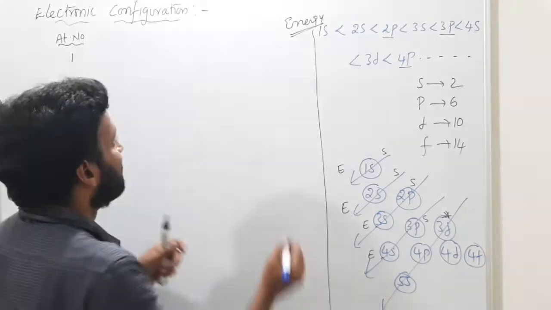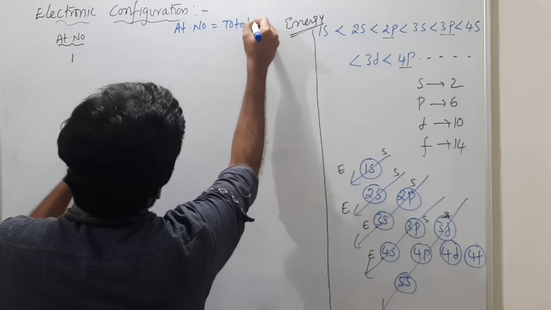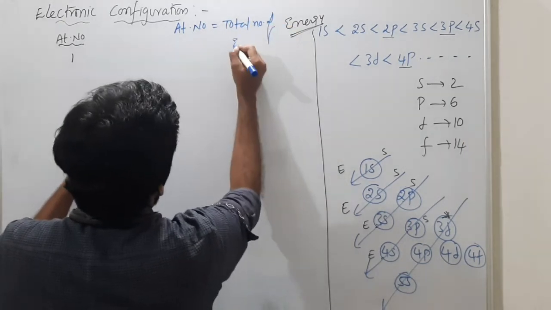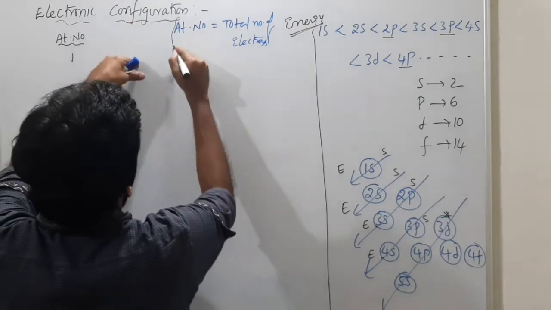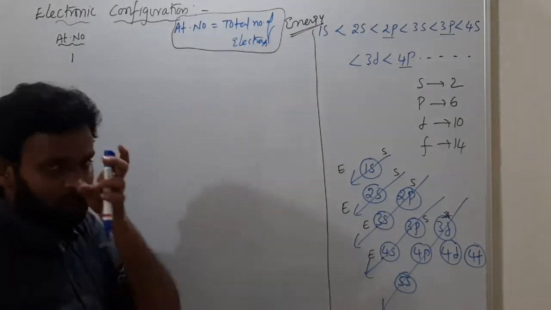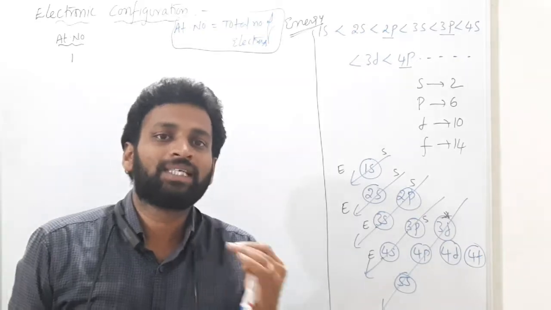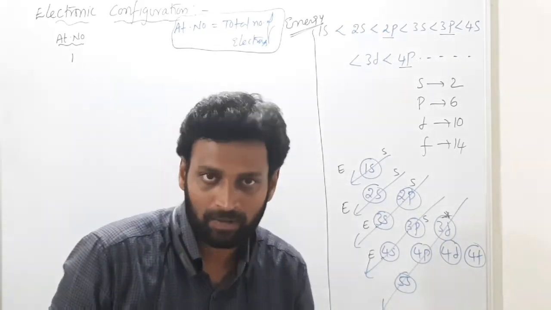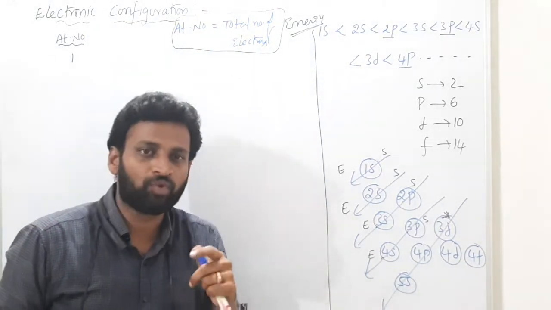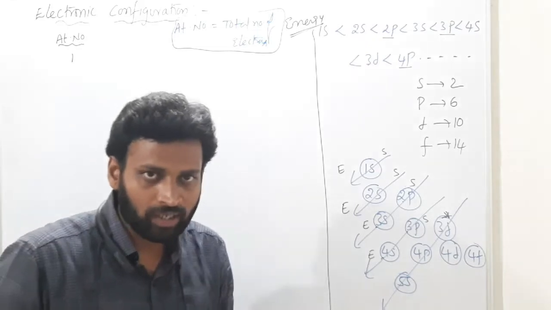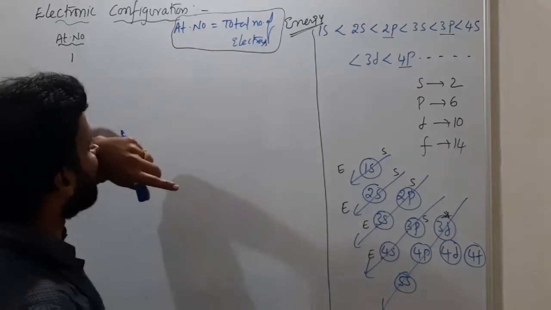Atomic number is equal to the total number of electrons. This is very important. What is atomic number? Atomic number is 1 for hydrogen, meaning 1 electron is present in hydrogen. Atomic number is 6 for carbon, meaning 6 electrons are present in carbon. Remember this. I have given isotopes and isobars already. Few people know that, few people don't. Don't worry, I'll give you those also later. So atomic number is equal to the total number of electrons.